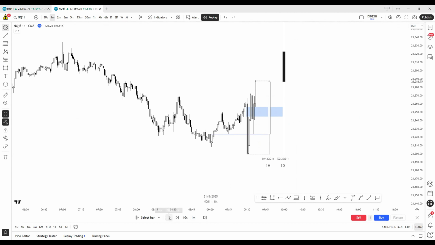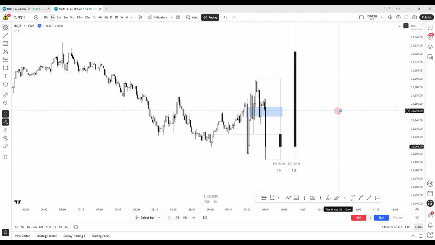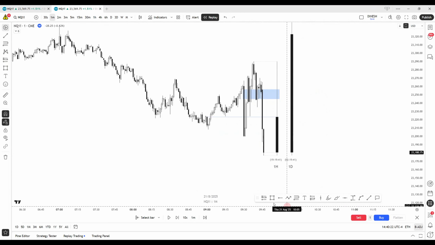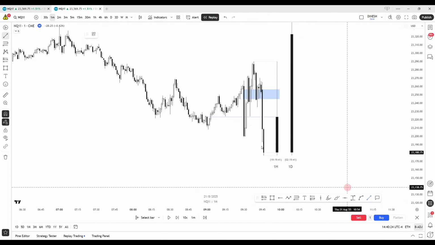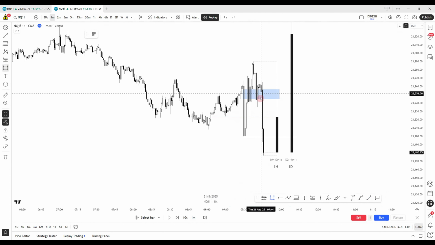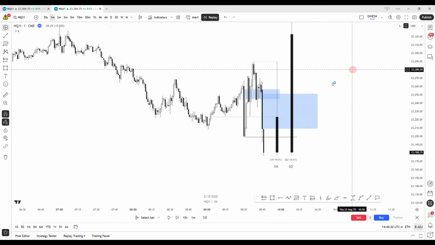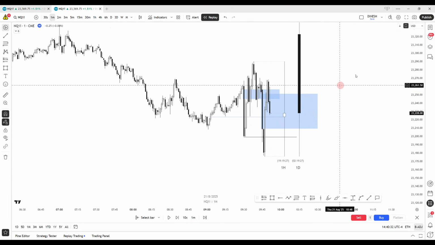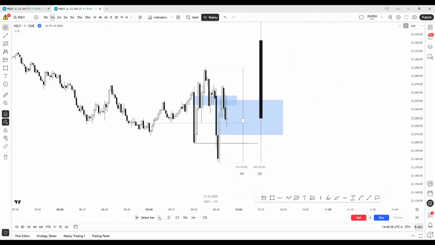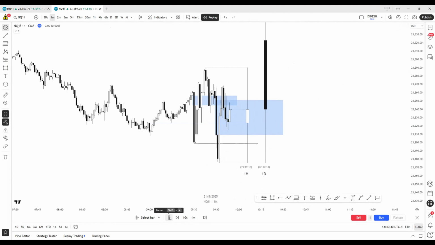Then see what happened. The market hit my break even. Then I immediately entered the next setup. After sweeping this low, the market created another IFVG, this IFVG. Here I entered on this candle, then I put my stop loss here. At this point, the price directly dropped and hit my stop loss.